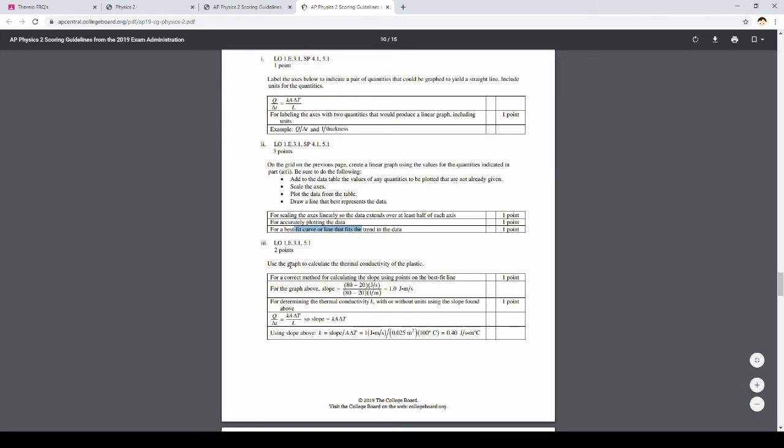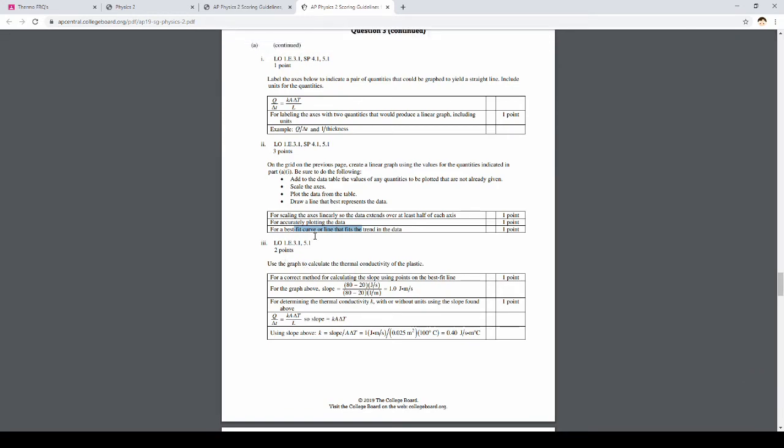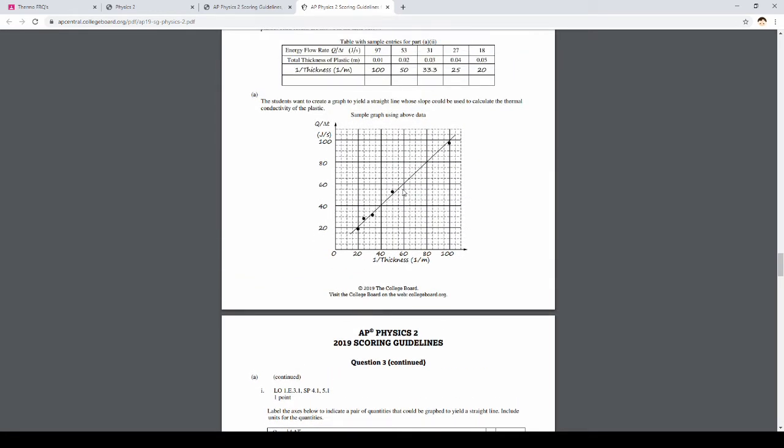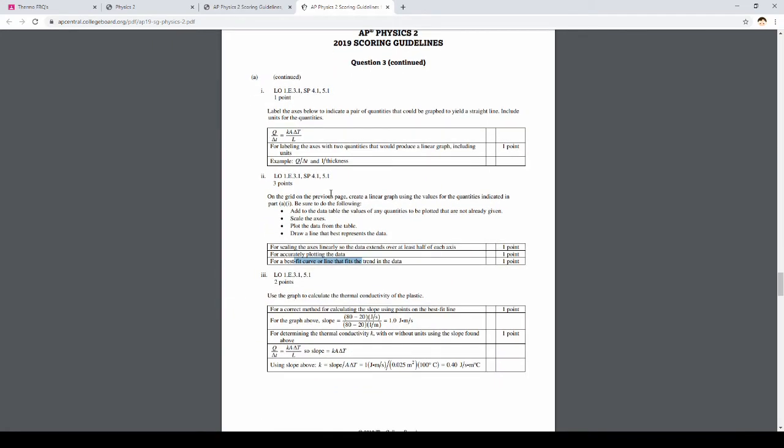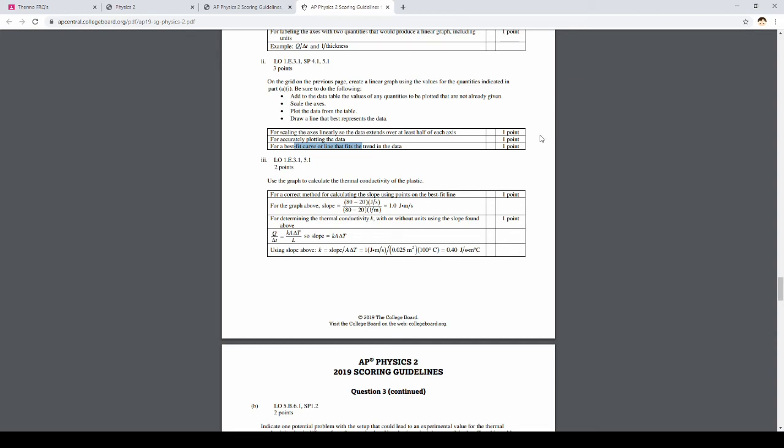We then need to use the graph to calculate the thermal conductivity of the plastic, so you're going to calculate the slope. When you calculate slope, I strongly recommend you find 2 points on here where your graph intersects with the axes and circle those points. Make sure that you're not using the same representation you did for data points, and use that to calculate your slope, and then use your slope to calculate your thermal conductivity.